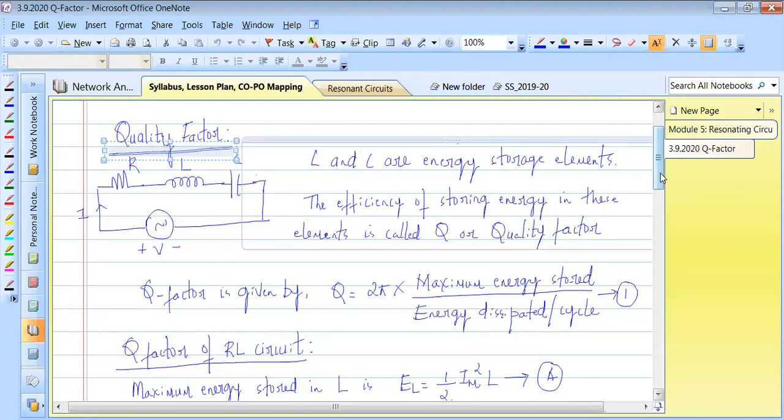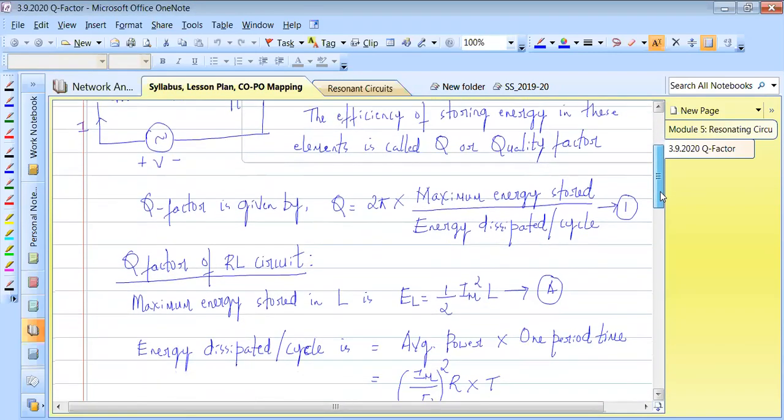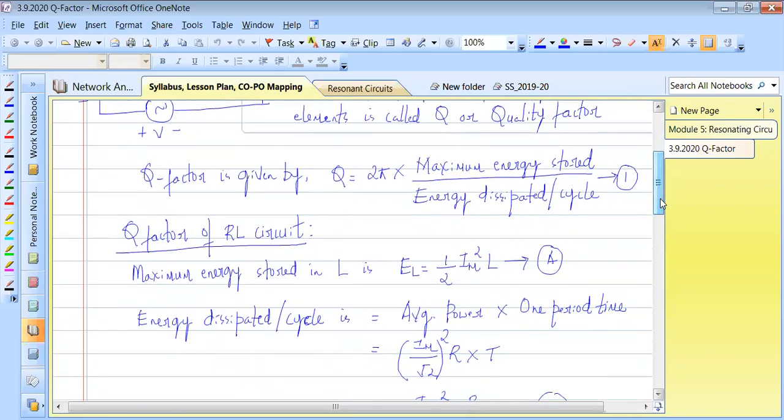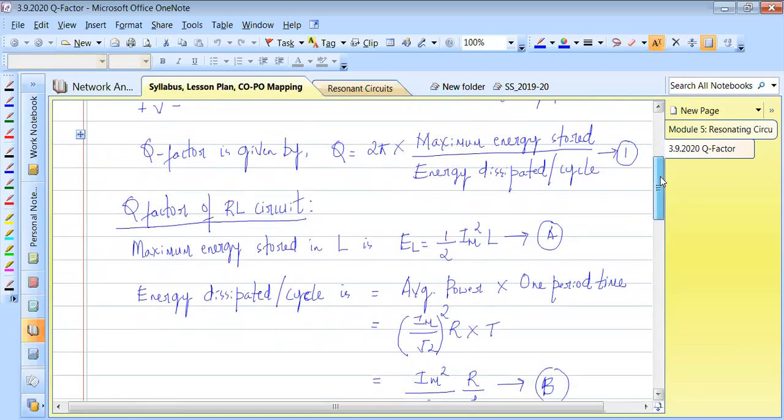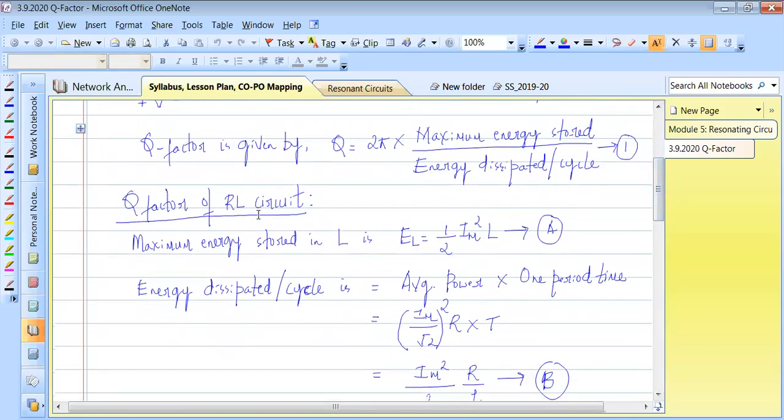So what we are doing now is, we yesterday derived the equation for quality factor. I'll just rush through what we have done yesterday. This is the equation that we had defined for the quality factor, which is 2 pi into maximum energy stored by energy dissipated per second. When we say maximum energy stored, it could be maximum energy stored in L, or it could even be maximum energy stored in C. To see the maximum energy stored in L or in C, we got two different circuits. The first circuit that we considered was the series RL circuit.